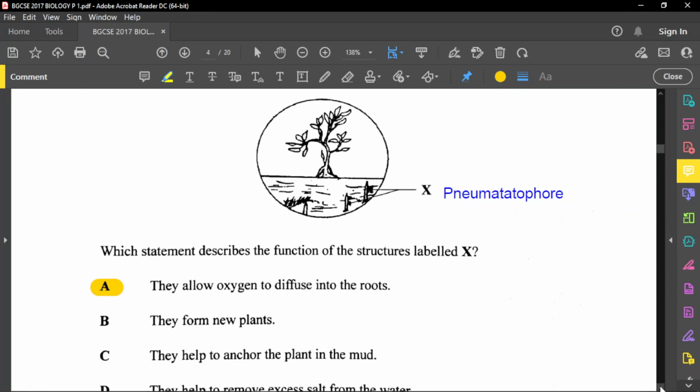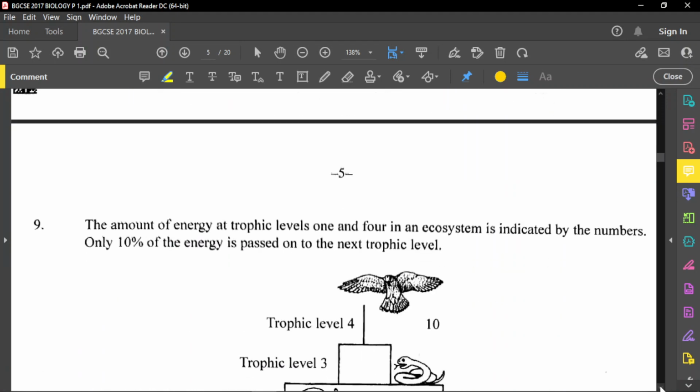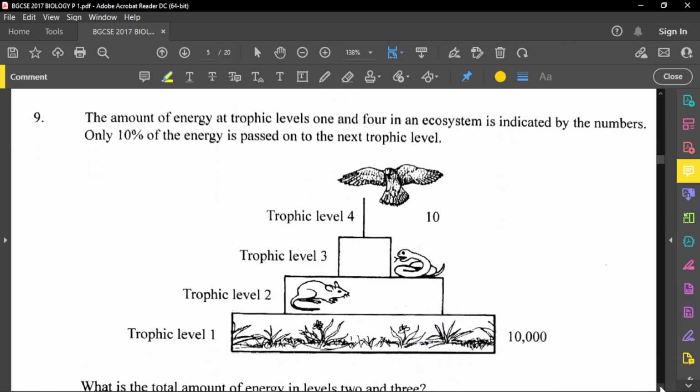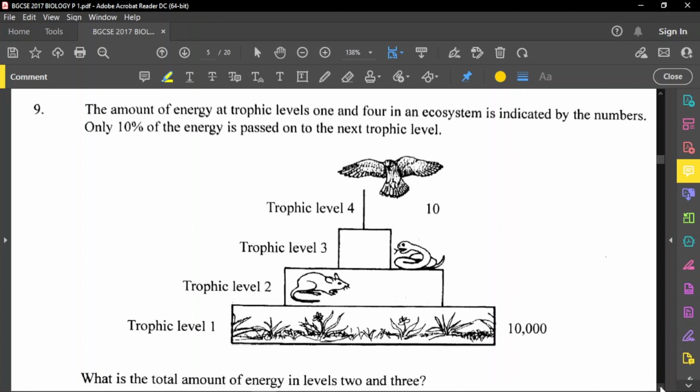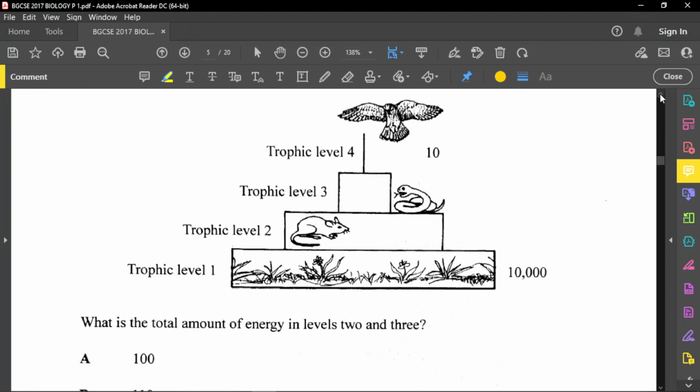All right, so let's go to the next question. Question number 9 states that the amount of energy at trophic levels 1 and 4 in an ecosystem is indicated by the numbers. Only 10% of the energy is passed to the next trophic level. Just to make a note right here, the reason why only 10% of energy passes on to the next trophic level is because the organisms themselves will use some of the energy they take in to carry out their functions. For movement, reproduction, growth, they will require energy. So they will use up 90% of the energy that they take from the previous organism.